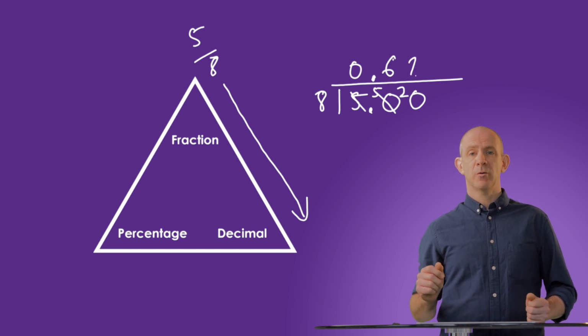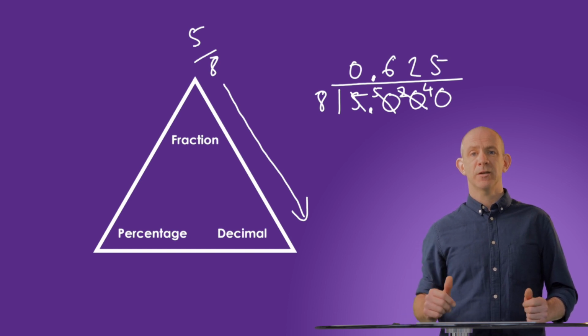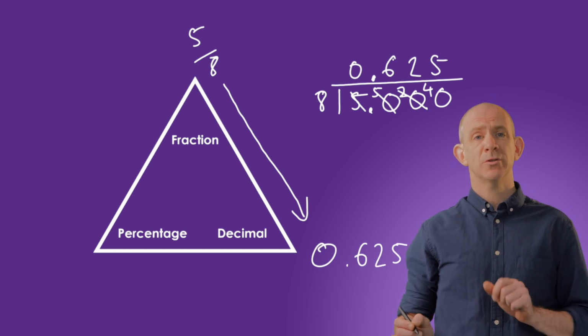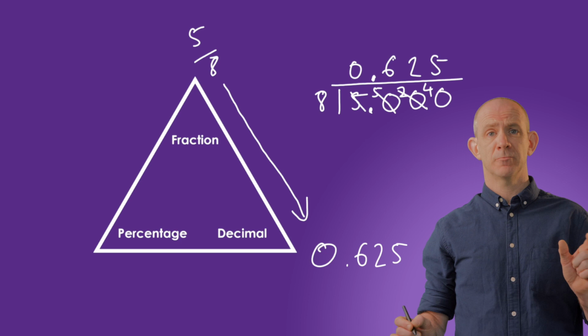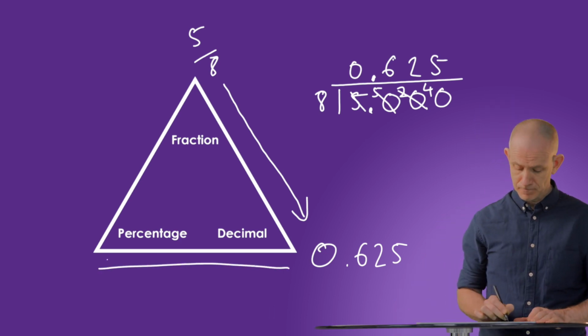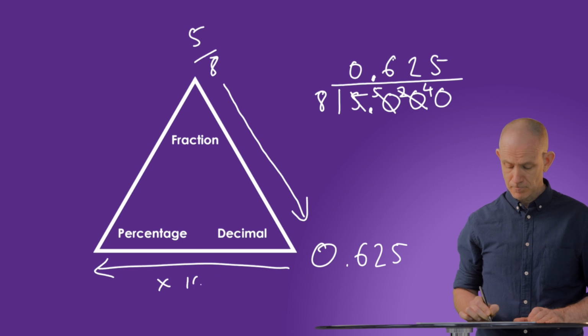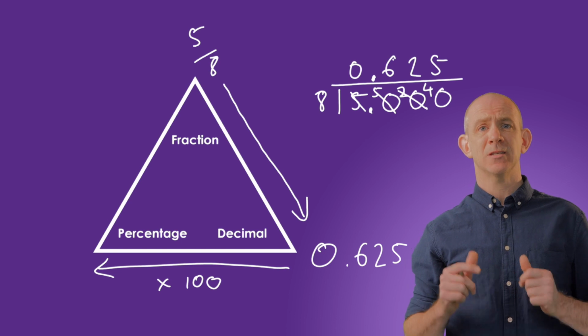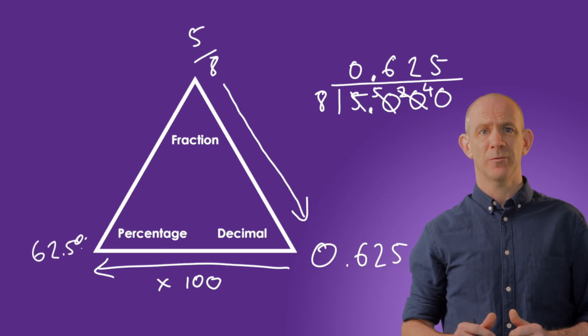We'll now put another 0 in. How many 8s in 20 would be 2? 2 8s is 16. So if we take that away, we get a remainder of 4. And then how many 8s go into 40 would be 5. So we end up with the decimal of 0.625. So we now want to convert it from a decimal to a percentage. And we can do that quite simply by timesing it by 100. If we multiply 0.625 by 100, this gives us a percentage of 62.5.